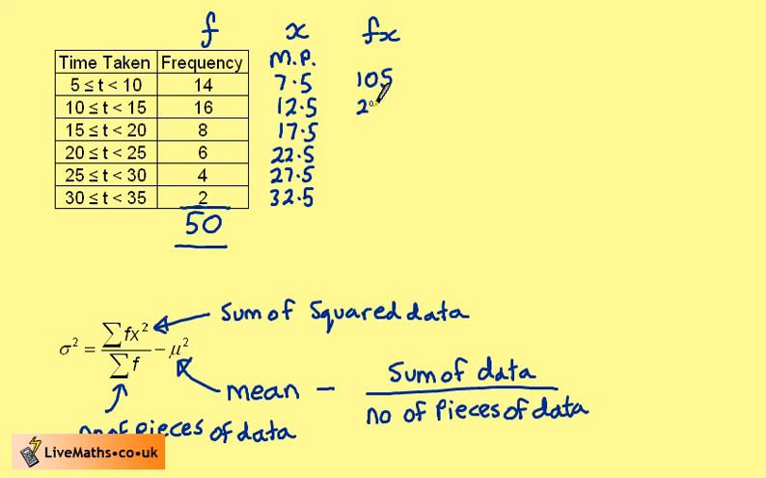16 times 12.5 will be 200. 8 times 17.5 next is 140. 6 times 22.5, 135. 4 times 27.5, and finally 2 times 32.5. We need the total for this column, and if we add this column up, we get 755.